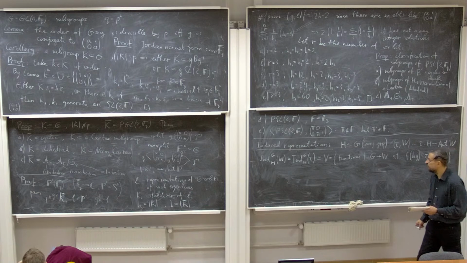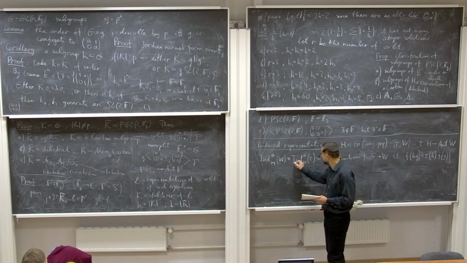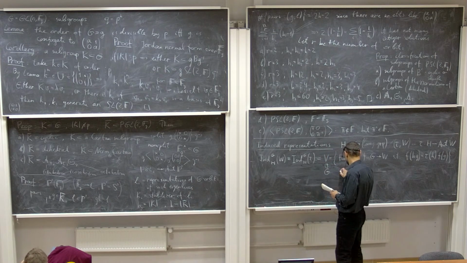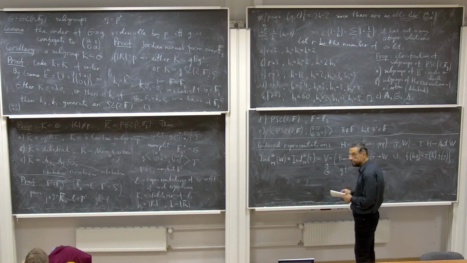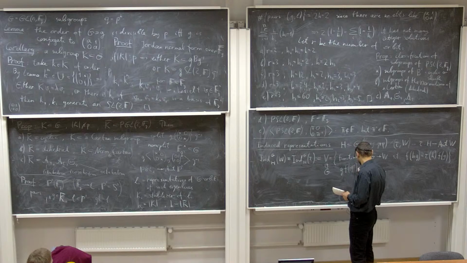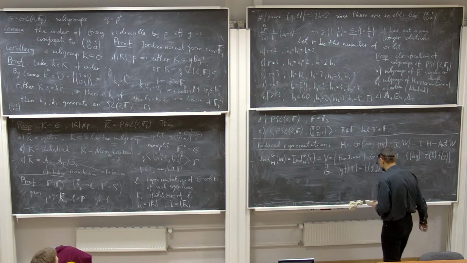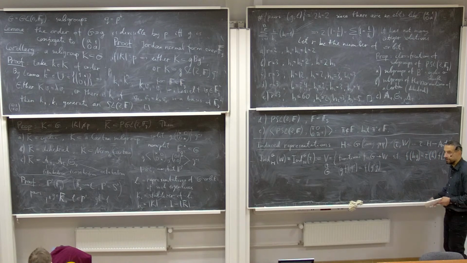Okay, and now this is a representation of G, namely G acts here very naturally. g f, well, yeah, g f of maybe g prime, like this, is f of g prime g.